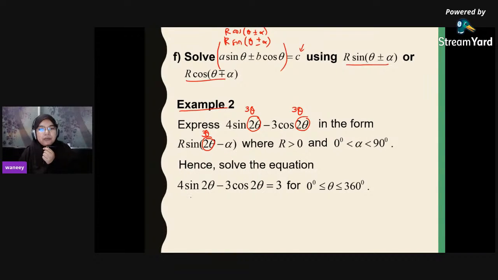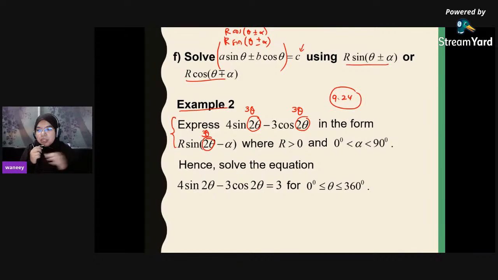And then we're going to solve them. 4 sine 2 theta minus 3 cos 2 theta equal to 3, for theta somewhere in between 0 and 360. Okay, so firstly, we got to express this for the first part. I'm going to leave you a few minutes to try them, because you need to try them on your own first. So let me give you around 4 minutes, until 9 to 4.